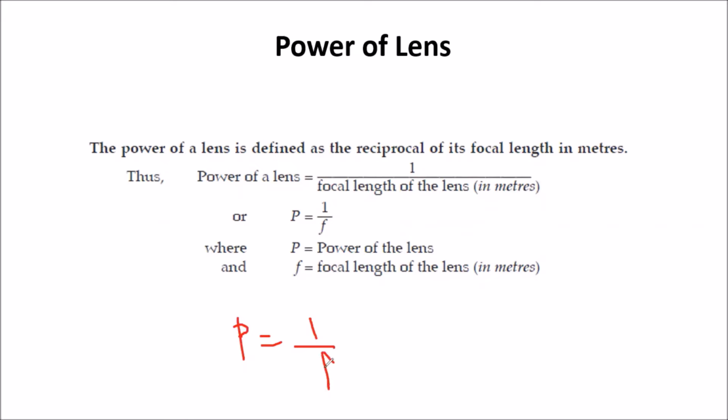In some state board textbooks, you will see it written as power is 1 upon f, in brackets m. Students usually get confused about what exactly this m is. It's nothing but focal length in meters. It's indicating that focal length is to be measured in meters. So power is 1 upon focal length, and focal length has to be measured in meters.